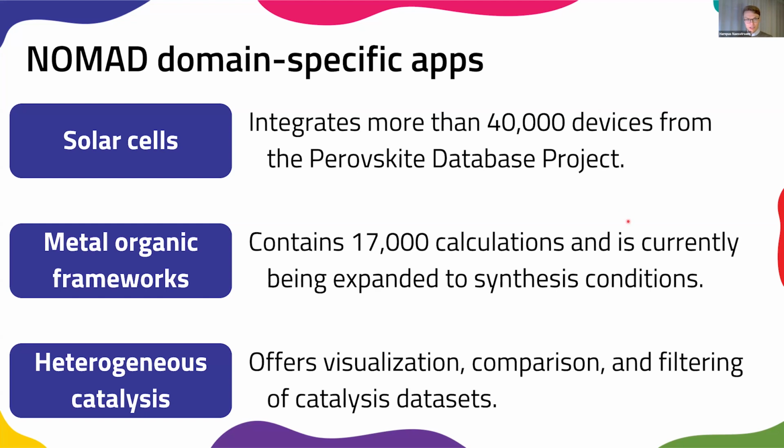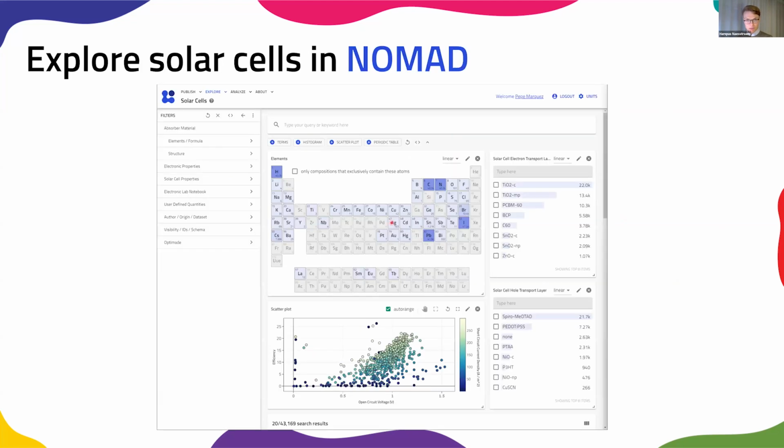And so, for example, for this solar cell example, if you go to the solar cell app, you get greeted with a similar page to what I showed you before, where you saw the periodic table, but now we also have some specialized fields underneath here. So in this case, we have a scatter plot here where we see the efficiency as a function of the open circuit voltage for these solar cells.